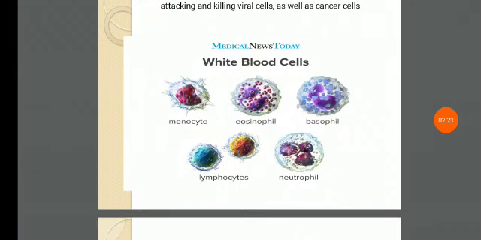These are the diagrams of different WBCs such as monocytes and lymphocytes, which are agranulocytes, and eosinophils, basophils and neutrophils, which are granulocytes.